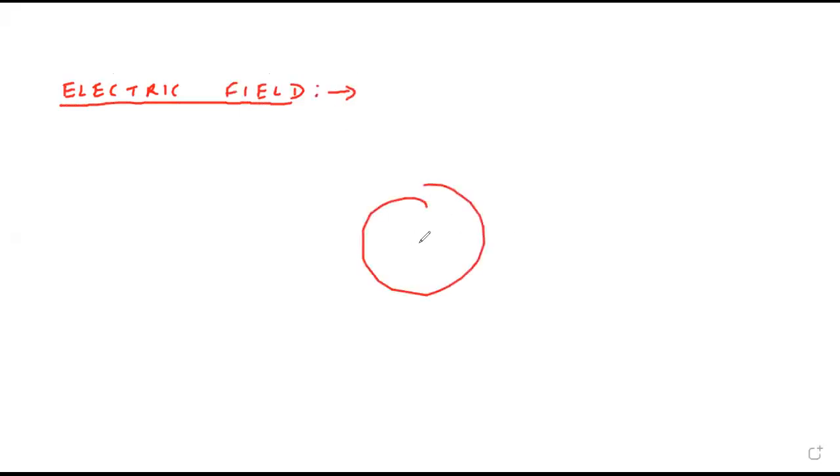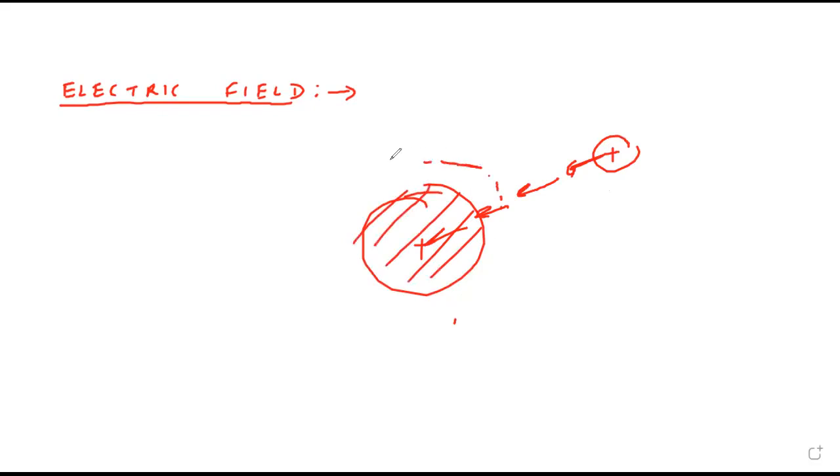Electric field. The simple meaning of field is space, or we can say area. So if we have a charge, some area around this charge is called electric field. Whenever you bring a unit positive charge towards this existing charge, the space up to which there is some repulsive force due to the existing charge acting is called electric field.